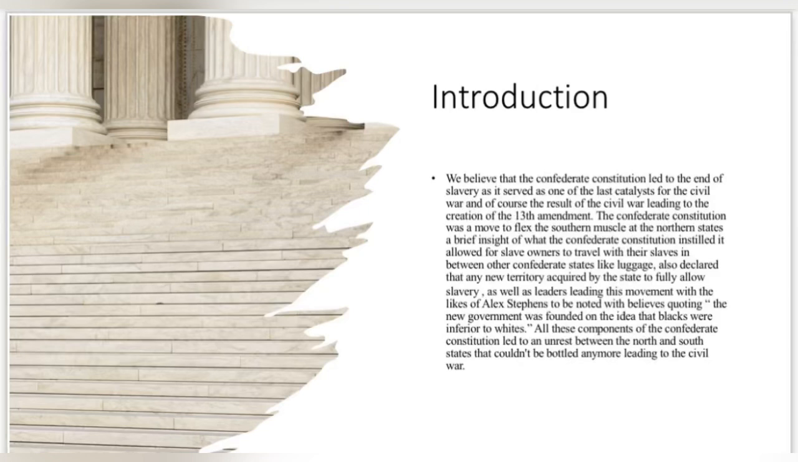The Confederate Constitution also declared that any new territory acquired by the state would fully allow slavery. This is really important as it shows that if the southern states grow, then slavery is going to grow as well.